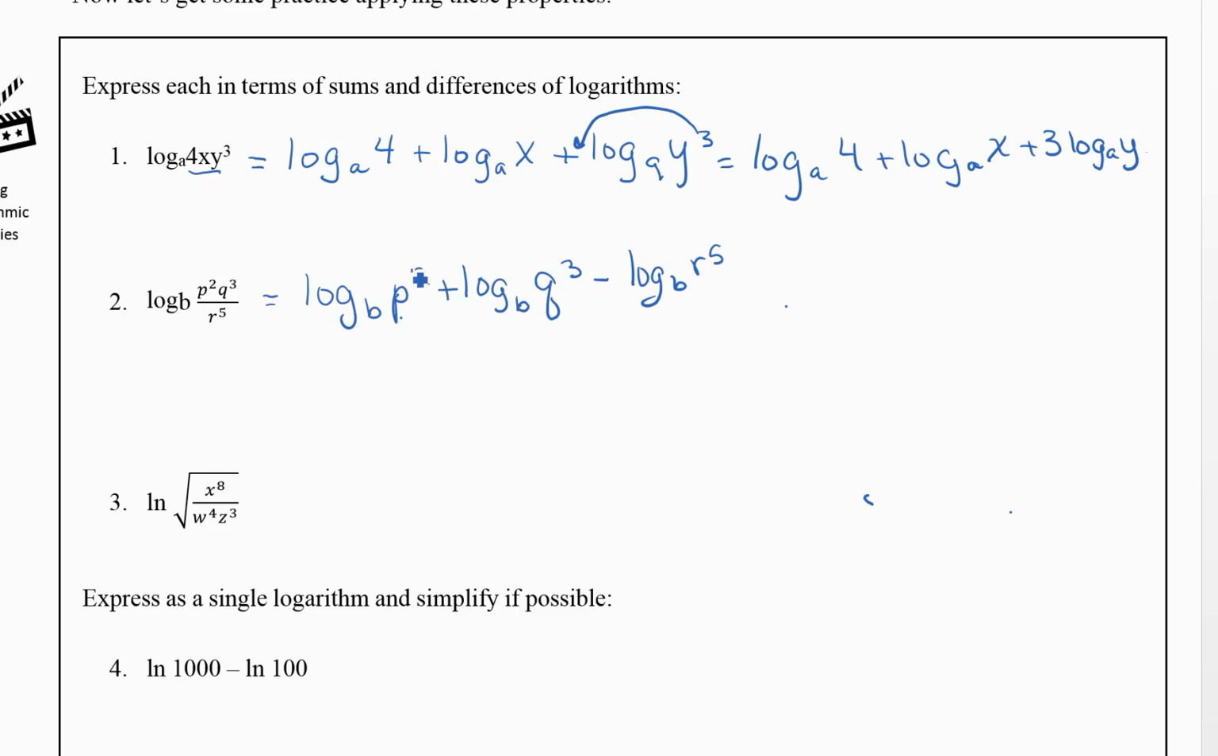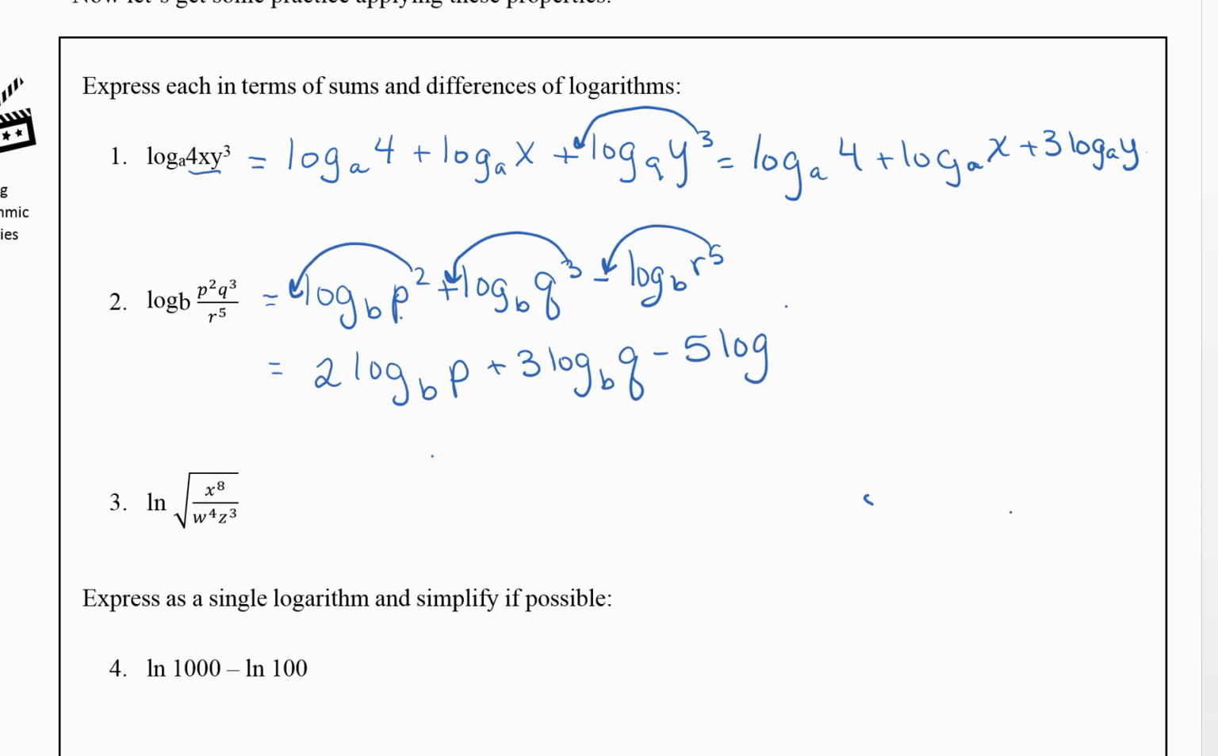Now, with the power rule, we can bring each of these exponents down. So our final answer will be 2 log base b of p plus 3 log base b of q minus 5 log base b of r. Okay, we've got one more where we're going to expand here. We have natural log of the square root of x to the 8th over w to the 4th z cubed.